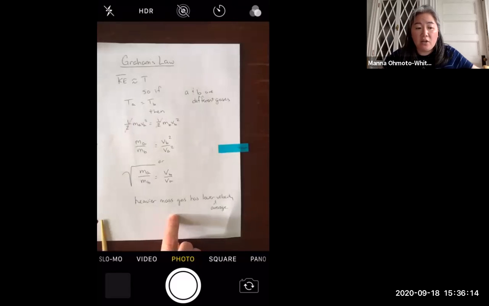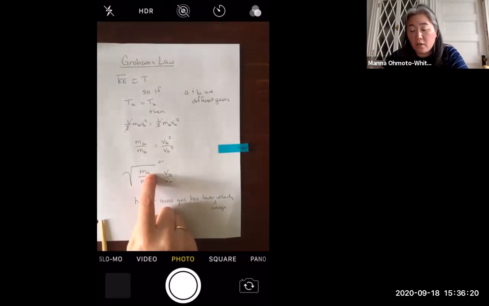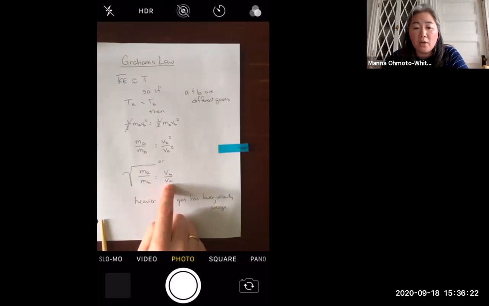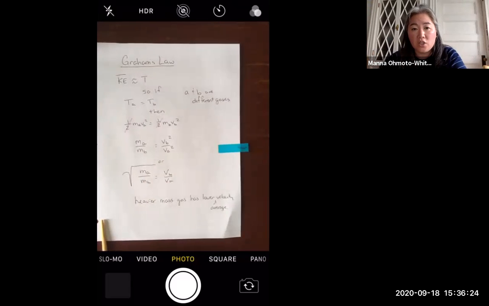So if I increase the temperature of both, if the mass of A is higher, the velocity of A will still be lower than the velocity of B. It's just they're both going to be a little bit faster. It's kind of like I'm walking and somebody who's really fast is walking. If we both start to jog, I'll be jogging, they'll be jogging, but they'll still be faster than I will be by the same proportion.